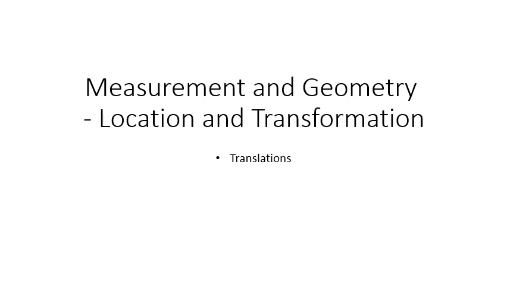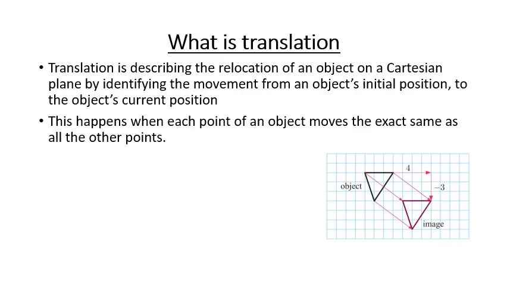Mathematical strand of measurement and geometry, and more specifically we're going to focus on our understanding of location and transformations. So when we're looking at transformations, there's three types of transformations that we can do. One of them is translation, one of them is reflection, and one of them is rotation. Now this video tutorial is going to focus on translations.